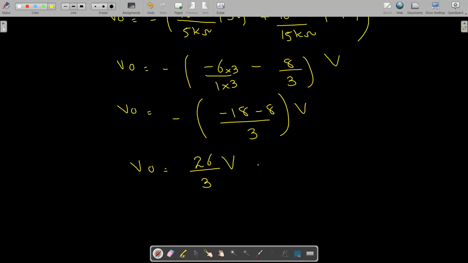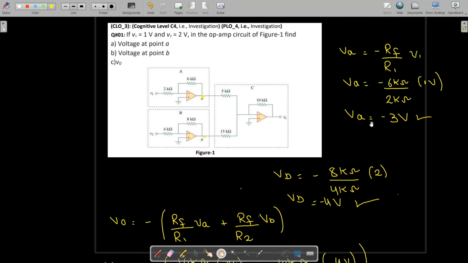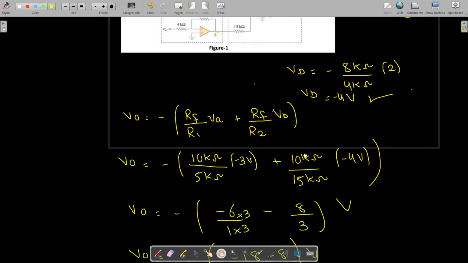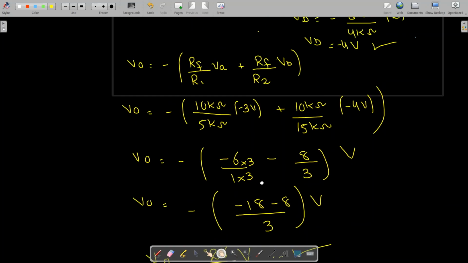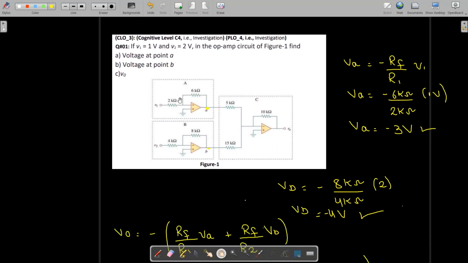This is your answer. And if you solve this in this way, you are going to get 4 marks. So 3 marks for the VA, 3 marks for the VB, and 4 marks for the V naught. So total 10 marks for this question. This is how we can solve question number 1.